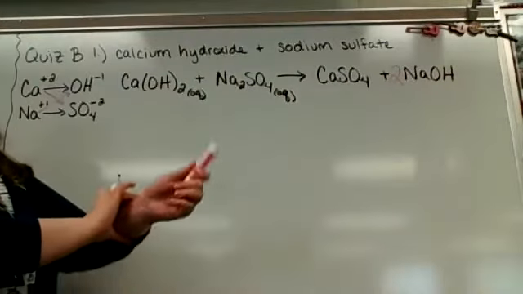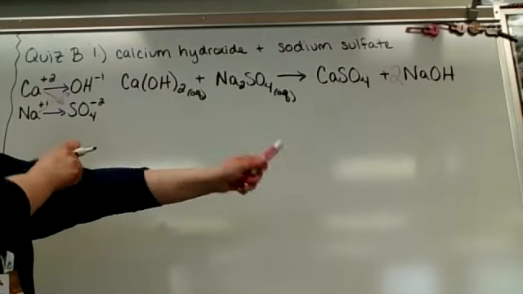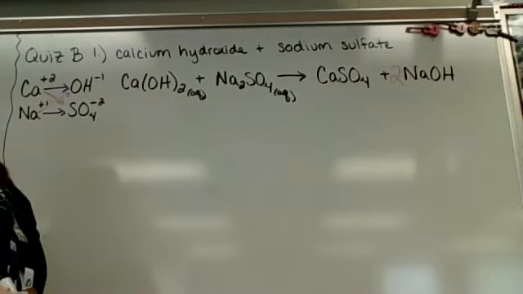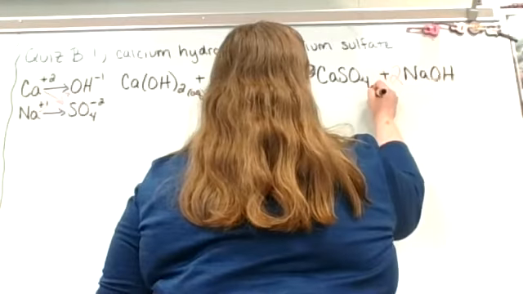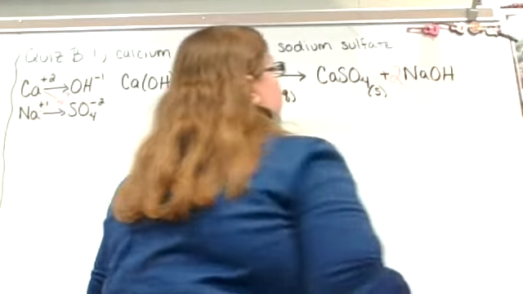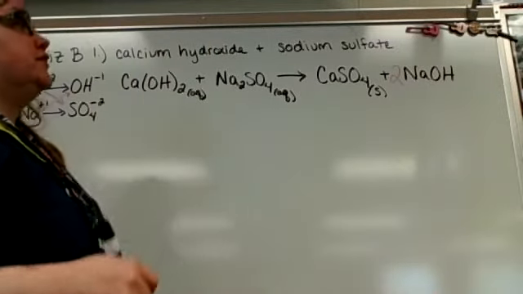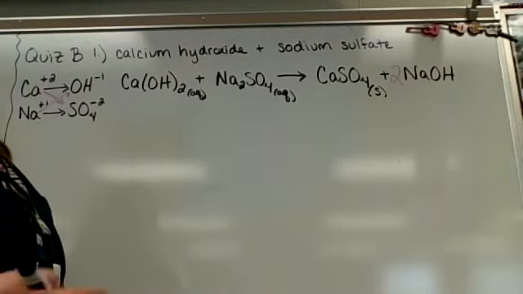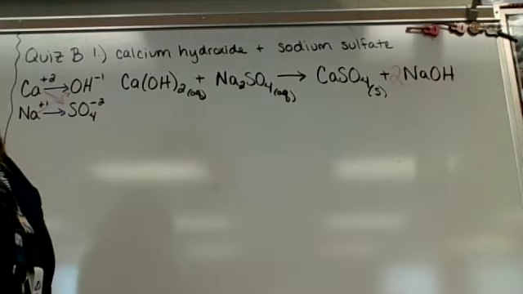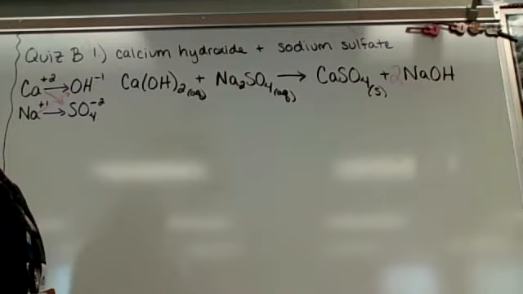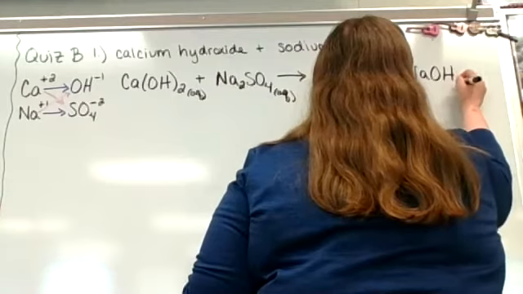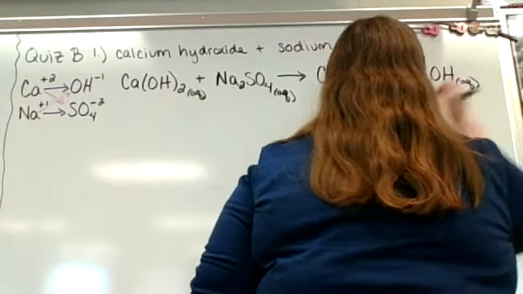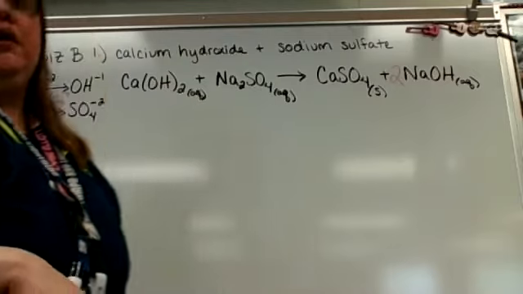And then we need to determine our phases. You've got CaSO4. SO4 is soluble, but when bonded to Ca, it is insoluble. So that is a solid. And then hydroxides are usually insoluble, except when bonded to an alkali metal, which is group 1 of the periodic table. So Na is in group or column 1 of the periodic table. So the NaOH is soluble, and that is aqueous.